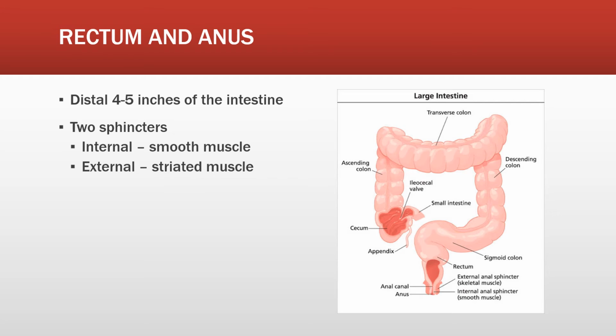All right, so moving on, the final part of our digestive tract is our rectum and anus. These are the distal 4 to 5 inches of the intestine. Okay, there are 2 sphincters. The internal sphincter, which is right here, is going to be a smooth muscle, so that is involuntary. And our external sphincter is going to be made of striated muscle, which is voluntary muscle.